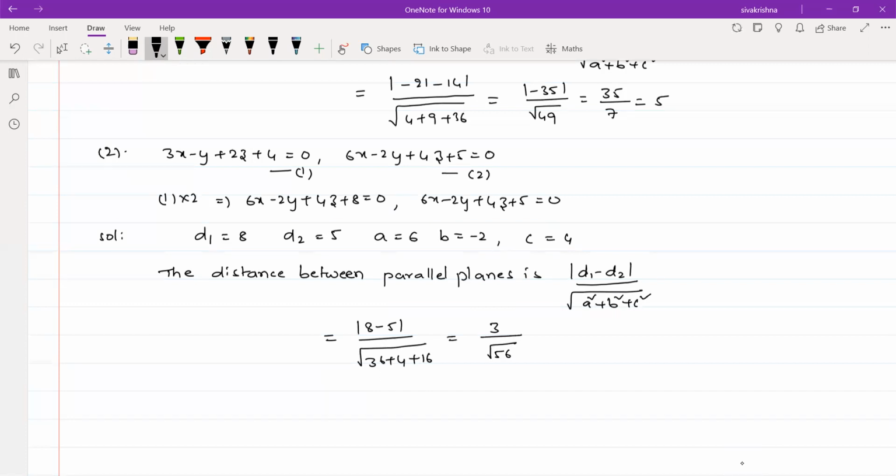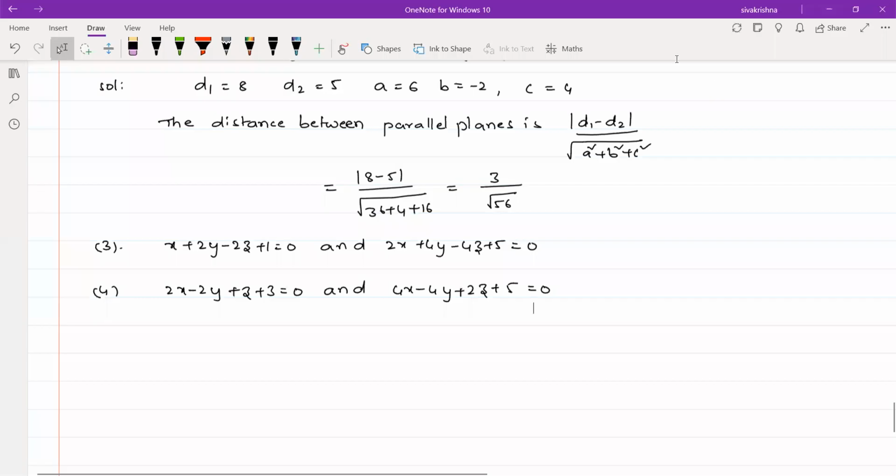Okay, so root 56. So this is the value of the distance between the given parallel planes. Okay. So you have to find the distance between parallel planes for the two problems, problem 3 and problem 4. So thank you.